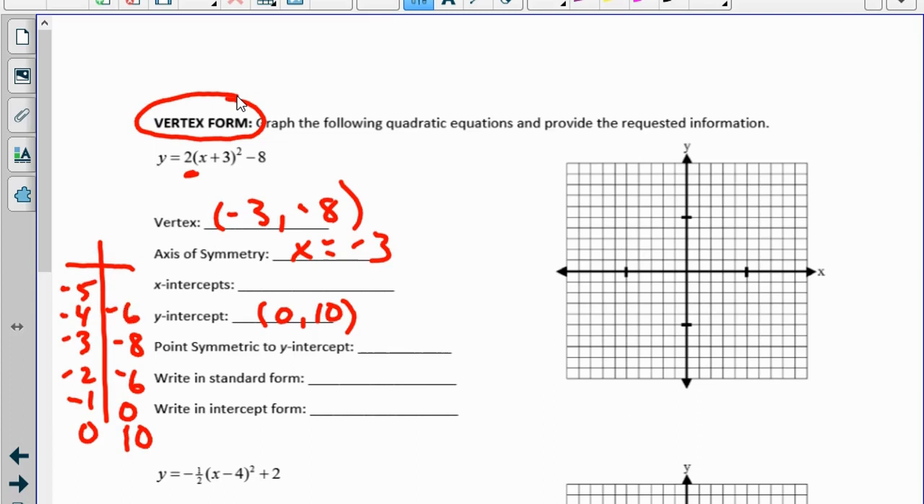So if I look at my chart, this should be pretty easy to do here. I have -3, -8, over 1 up 2, over 2 up 8, over 3 up 18. That makes the point symmetric to the y-intercept at -6, 10.